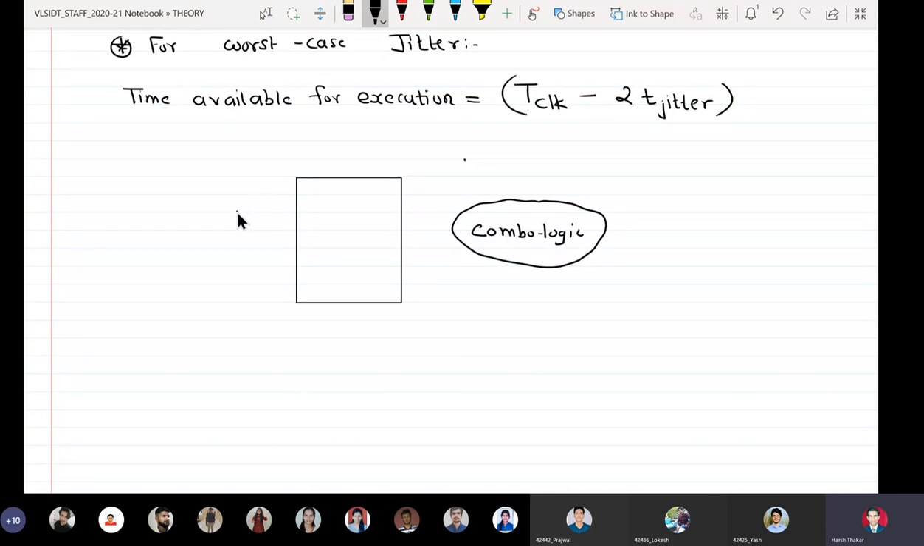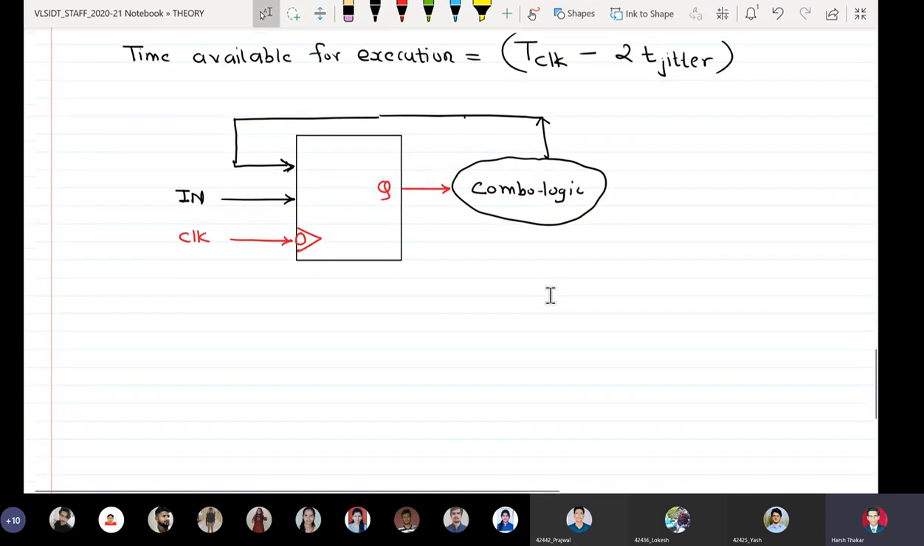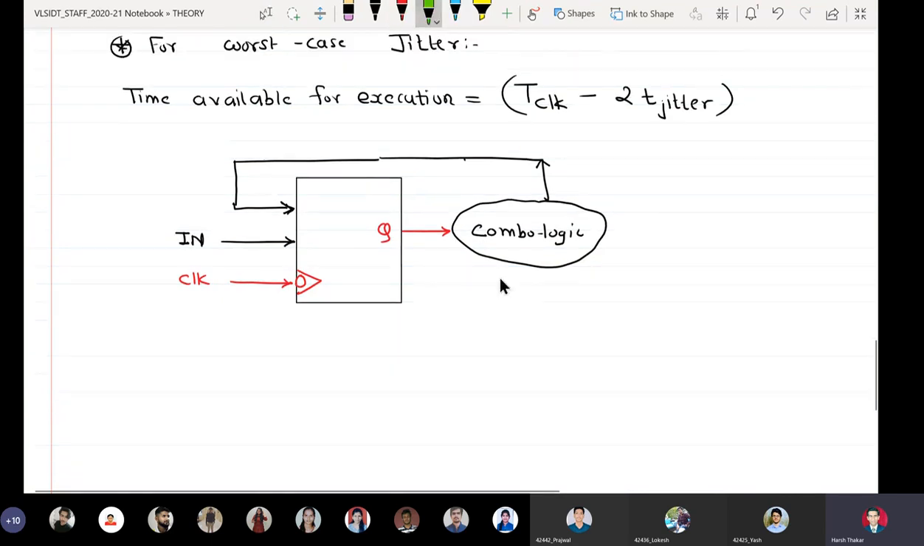Combo logic is feeding the system. It has its own set of inputs, say IN, and the system is having edge triggering from the clock. And this is the output, say Q. So remember one thing, that this combo logic is going to offer a delay called T logic.